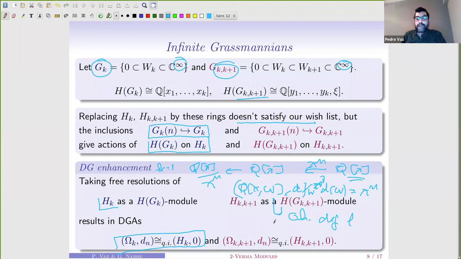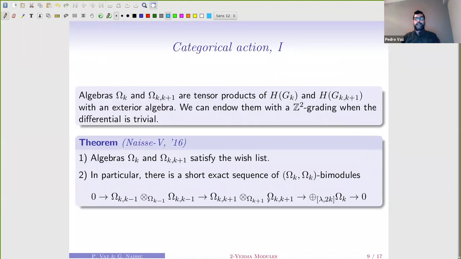We have two parameters. We have something which is in some sense infinite. So let's see what this gives us. These algebras, omega_k, omega_{k+1}, are just tensor products of the cohomology of the infinite Grassmannian, so a free part, with an exterior algebra. And when there's no differential, we can add an extra grading. But the main result is that these algebras, omega_k, omega_{k+1}, satisfy our wish list. So they have the right dimensions. Moreover, they fit into a short exact sequence of bimodules.